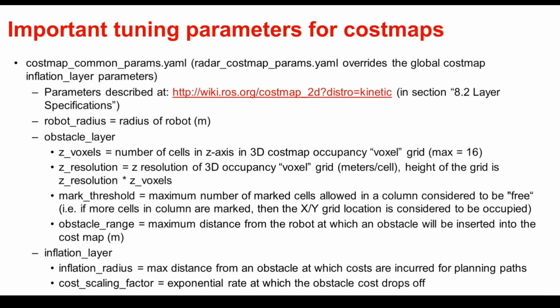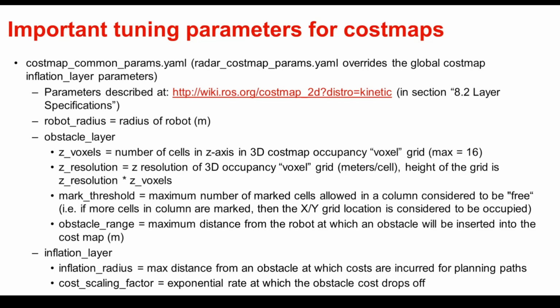The cost map common params file holds most of the parameters for the cost maps, although some of them are overridden in the radar cost map params file. The parameters here are described in more detail at the website shown under section 8.2 layer specifications. Let's look at several parameters. First, we have robot radius, which is the radius of the robot in meters. This is important as it determines the path planning around obstacles so that the robot does not come in collision with obstacles.